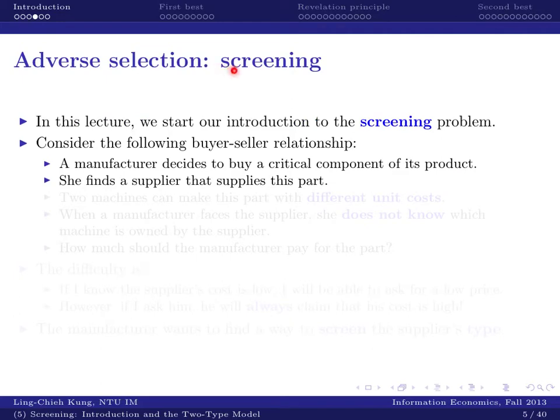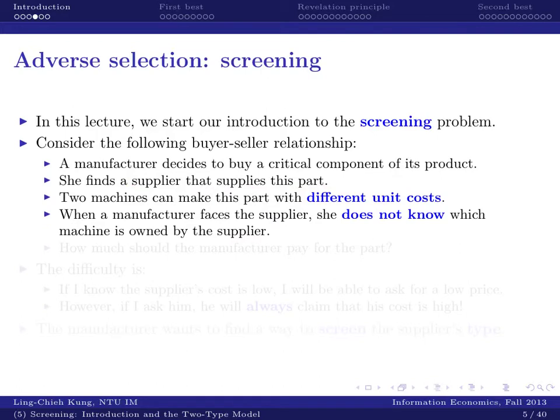So let's discuss what a screening problem is. We will start our introduction to the screening problem by considering the following buyer-seller relationship. In this example, suppose you're a manufacturer, and you decide to buy a critical component of your product. You want to make something and you need this critical component. You cannot produce it and you need to find an agent to do that for you. And then you find there is a supplier who can supply this critical product. You only find this one, so you need to do some business with him.